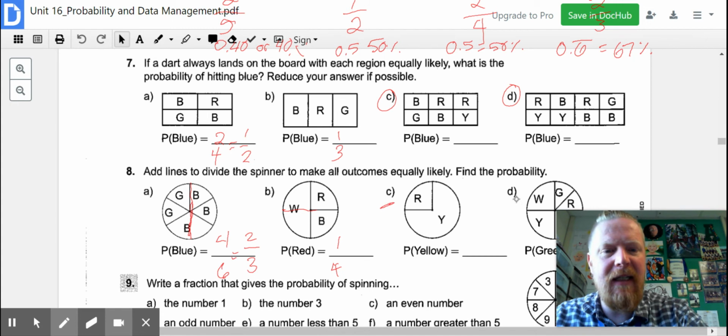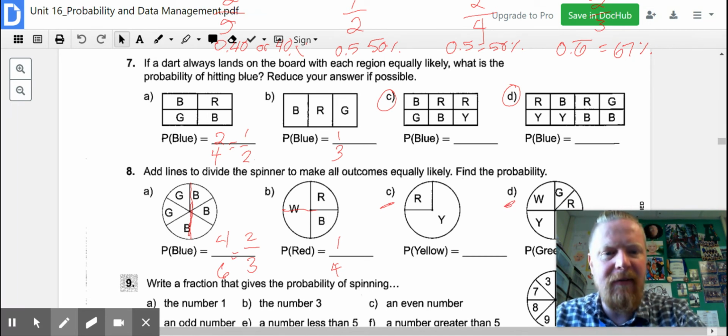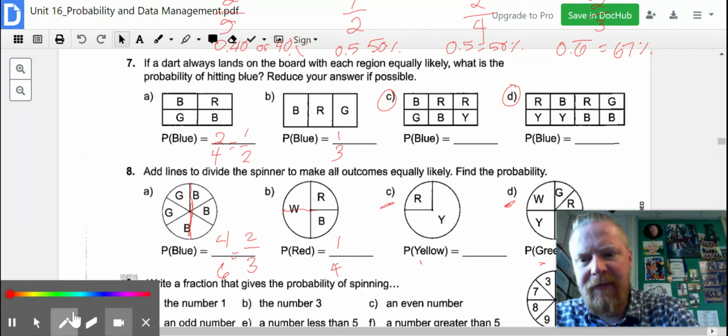Go ahead and do C and D on your own. Divide them up so that they're equal zones there, or equal outcomes, and then figure out the probability of getting a yellow on C or a green on D. Let's move on.